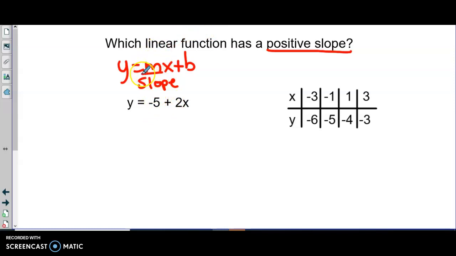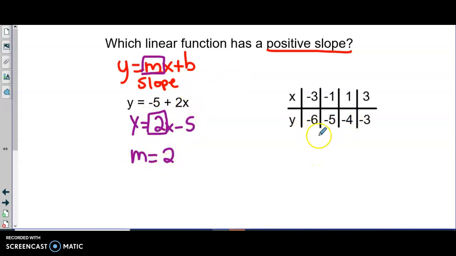But the slope is always the number attached to x. It's the coefficient of x. So if we look down here, they've switched the order up on us. So this really should be written as y equals 2x minus 5. But either way, the slope is positive 2. So that does not have a negative slope.